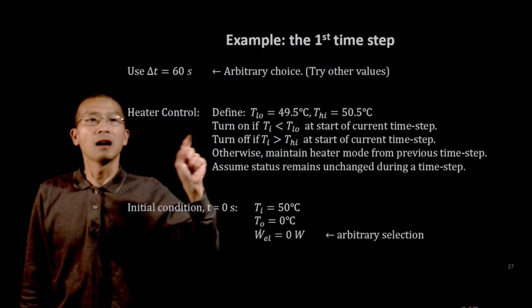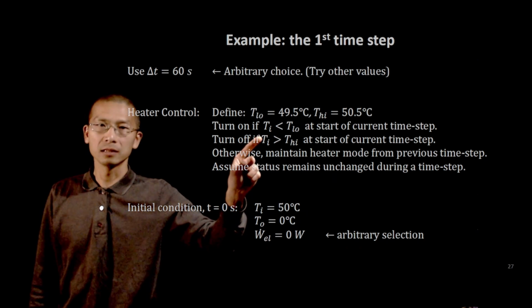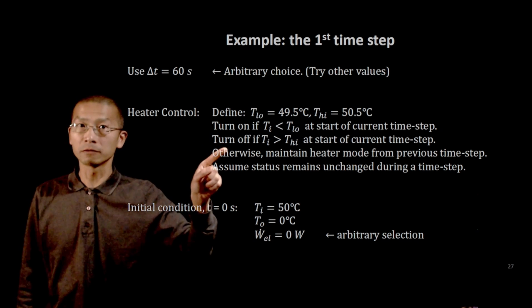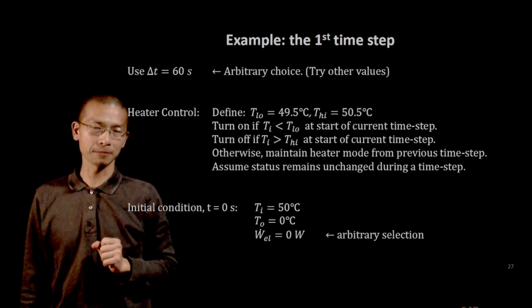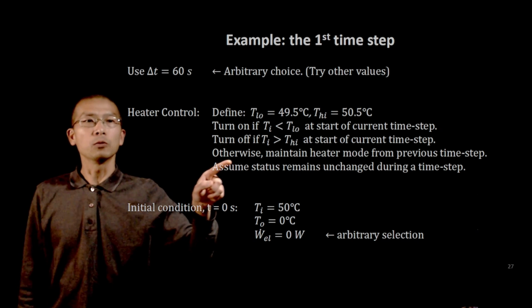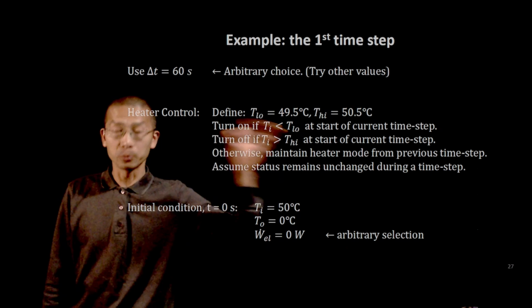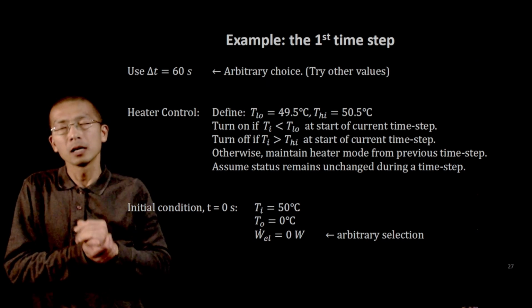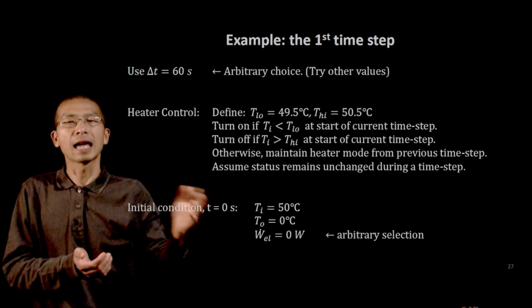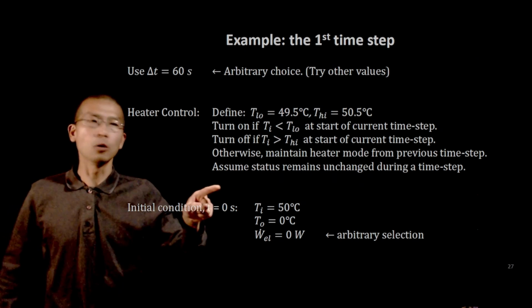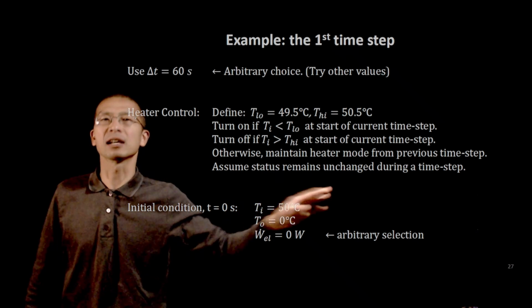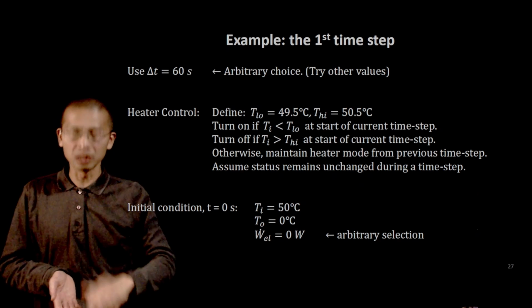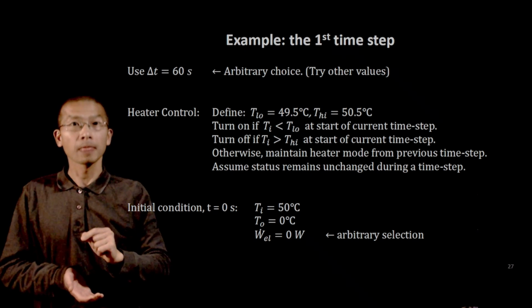We will turn the heater on at the beginning of a time step if Ti is less than the low temperature set point. Similarly, we will turn the heater off if Ti is greater than the high temperature set point. Otherwise, we will keep the same heater mode from the previous time step. That means if the temperature is within the two set points, we'll keep the heater on if it was on before, and we'll keep it off if it was off before. Also, we will assume the heater status will remain unchanged during the time step. That means we will allow the temperature to go above the high temperature set point or below the low temperature set point during the time step. Okay, we will not change the status.